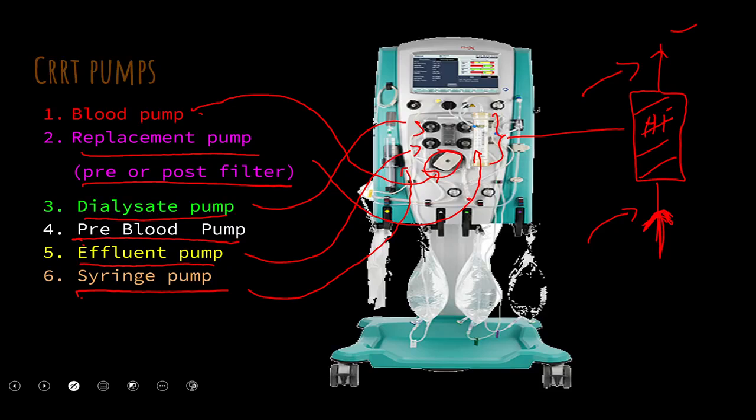Now, the bags that you see here are color coded, so they're going to be easy to identify.